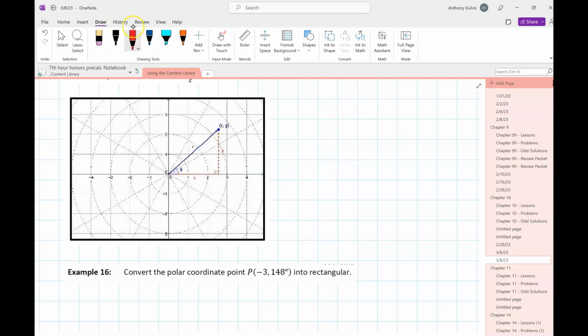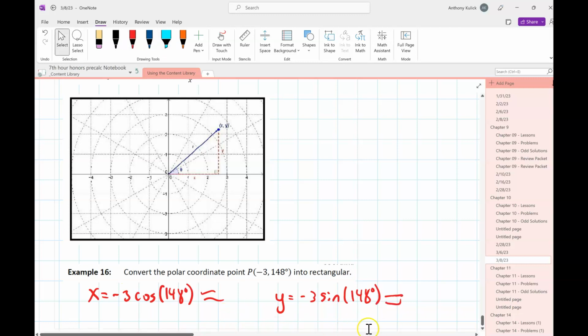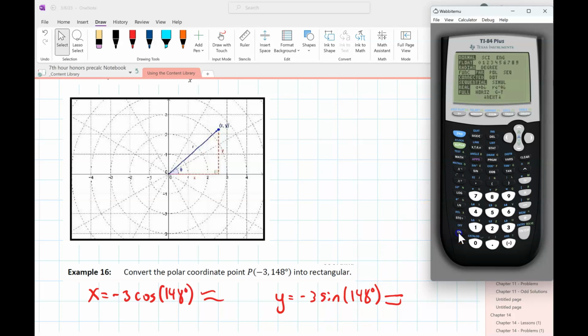So let's say we want to convert negative 3, 148 degrees to rectangular coordinates. Well, I just use the formulas that I wrote above. And those formulas turn out to be really quite useful. We'll use them a lot. So those are ones that you'll want to probably remember.